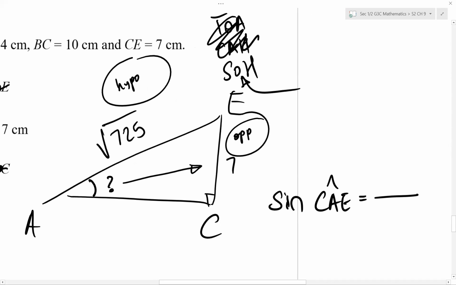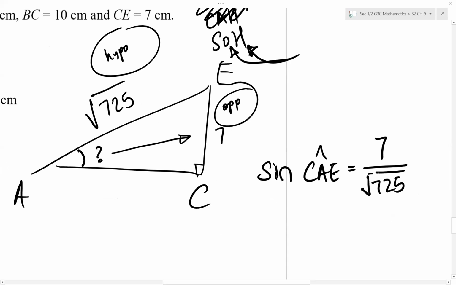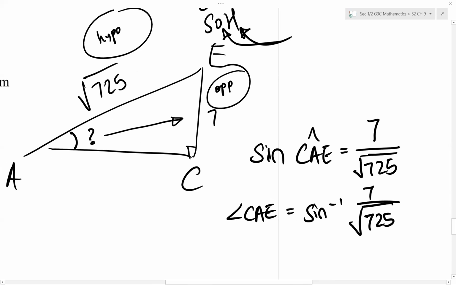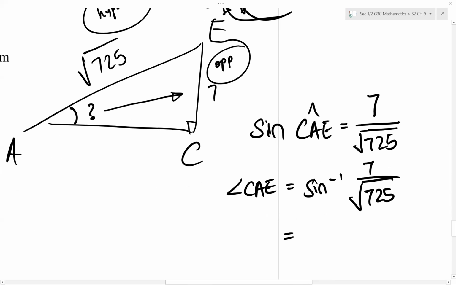So O comes next. O for opposite, value 7. Next we have H for hypotenuse. H comes next, square root 725, which is simply a number. So sine of this angle gives me 7 over root 725. Angle CAE must be sine inverse of 7 over square root 725. Using our calculator, you can get the answer.